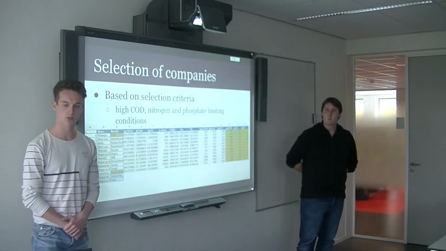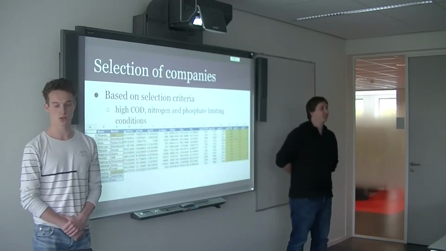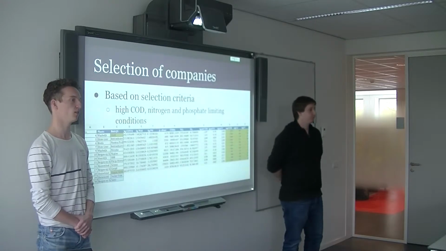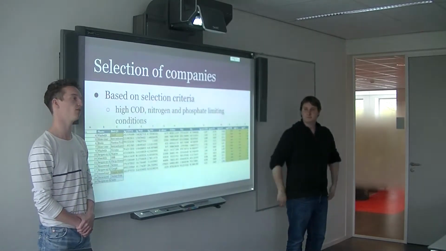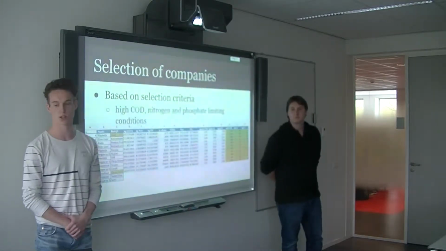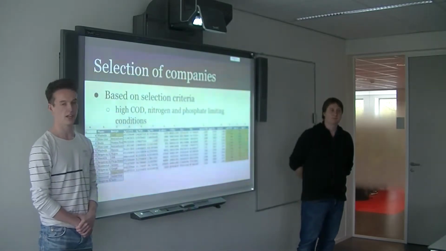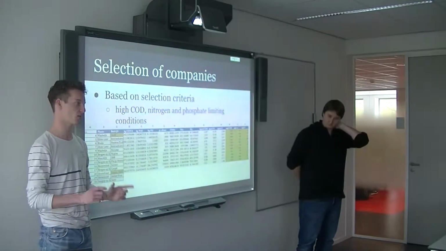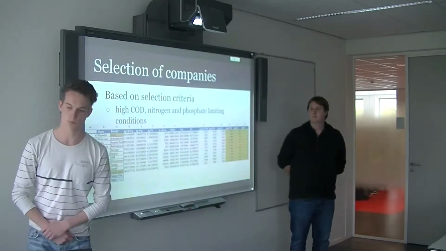The information we got from Brabantse Delta was about the COD, nitrogen, and phosphate conditions. What we found out in our literature study was that we need very, very low amounts of nitrogen and phosphate, but a very high concentration of COD. And this is in a specific ratio, which maybe Mark is going to explain later on.